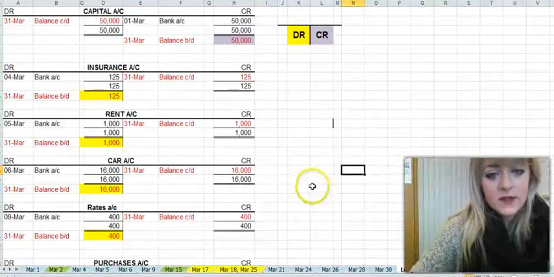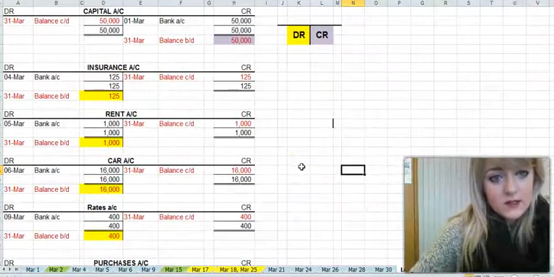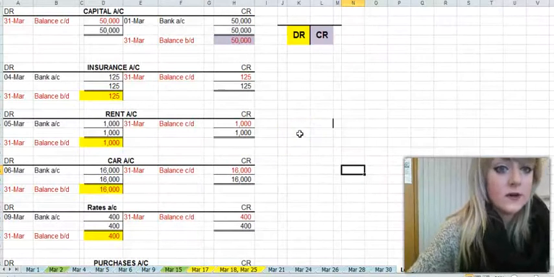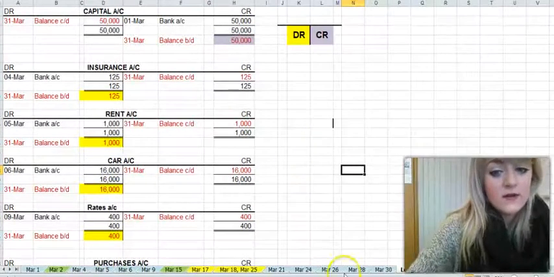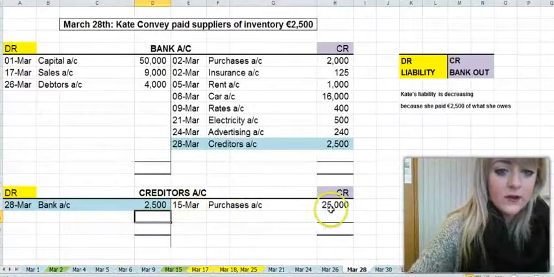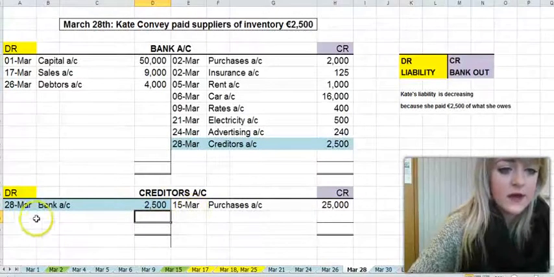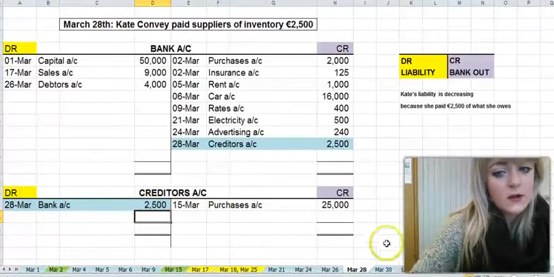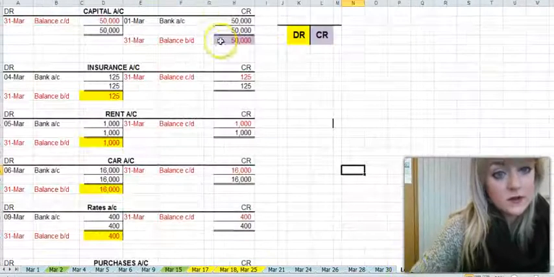So that brings us to the end of all the workings. We can just close off all our accounts now, so I would always leave this to the end just so that you make sure that there is no other entries. Like for example, this one that we just did, the creditor's account. We couldn't have closed that off because there was another on the 15th of March because there was more things to happen. On the 28th of March, she ended up paying for some of those goods. So I wouldn't close anything off until the end of the month.